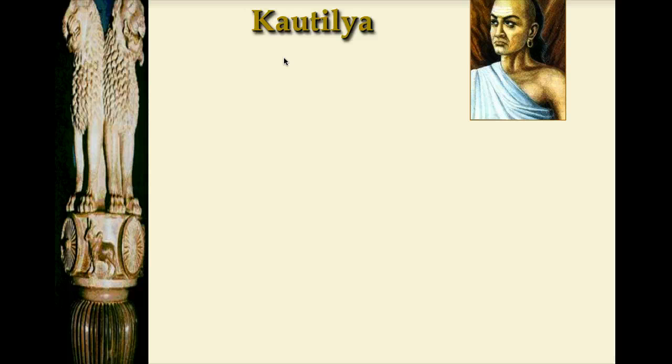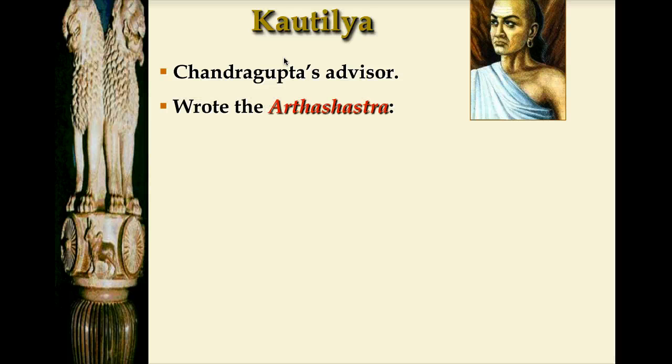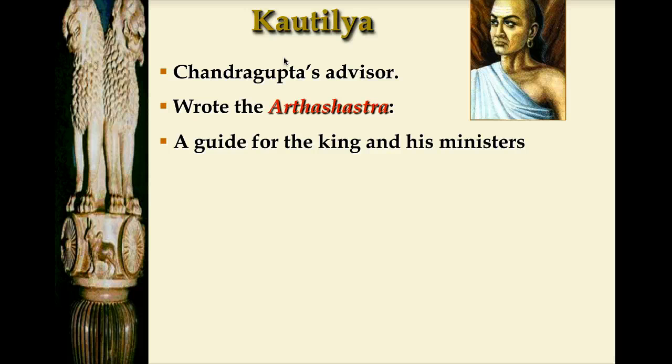Kautilya is Chandragupta's advisor, and he writes a book that's very similar to a book written by Machiavelli during the Renaissance called The Prince. We'll get to that here in a few weeks, but basically the Arthashastra is a guide for the king and his ministers.